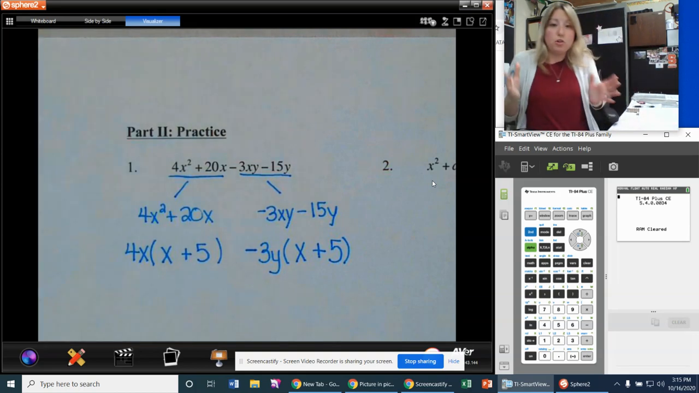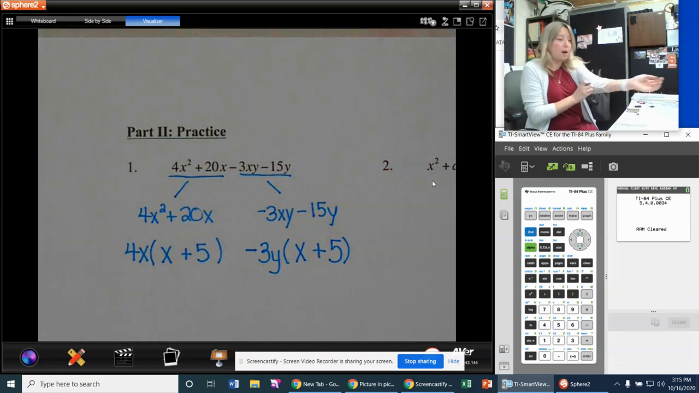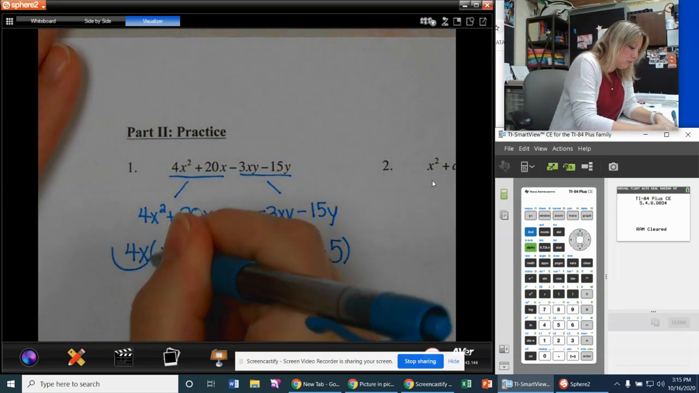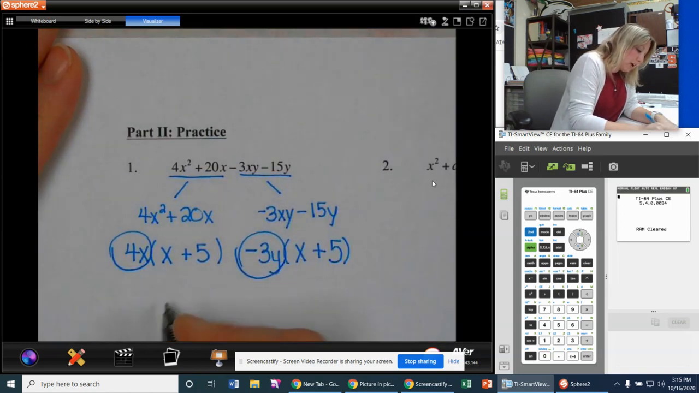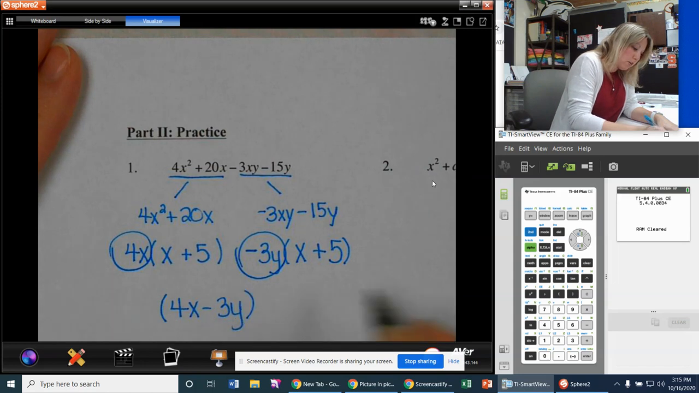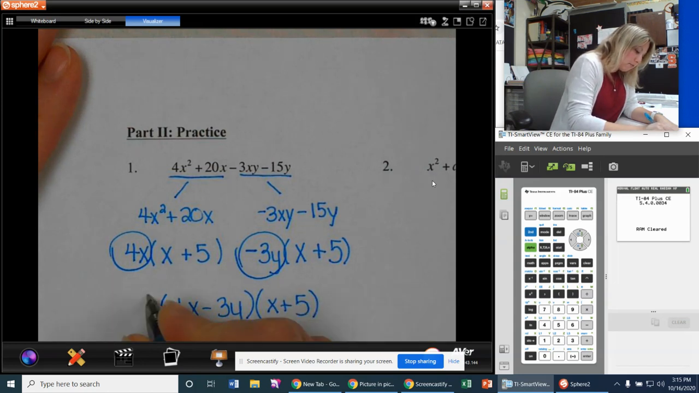And so there you go. You got the same leftover when you did that. So now you take these terms and you make them their own binomial. 4x minus 3y is one binomial, and the other binomial is x plus 5.